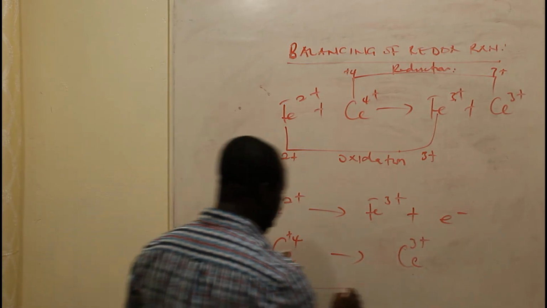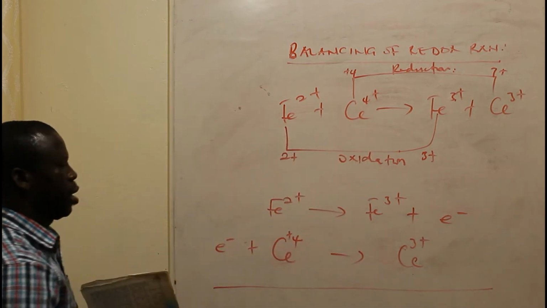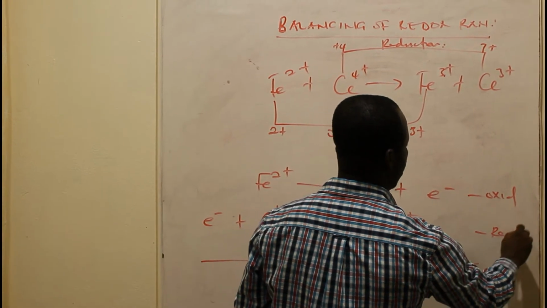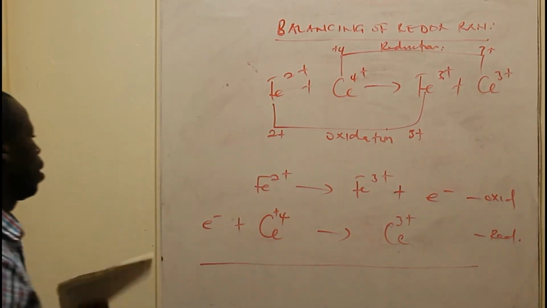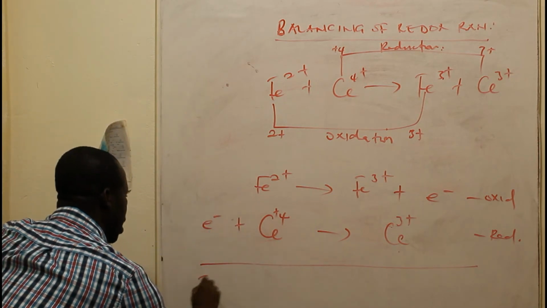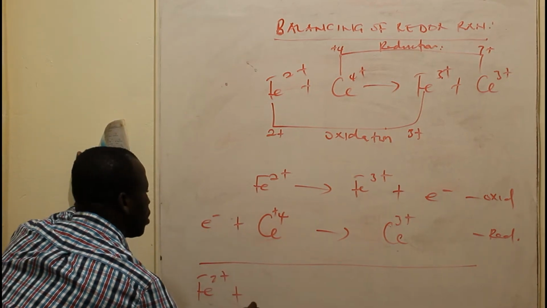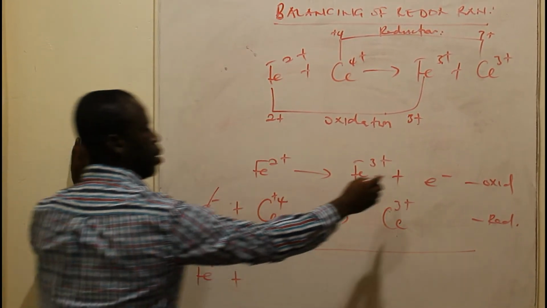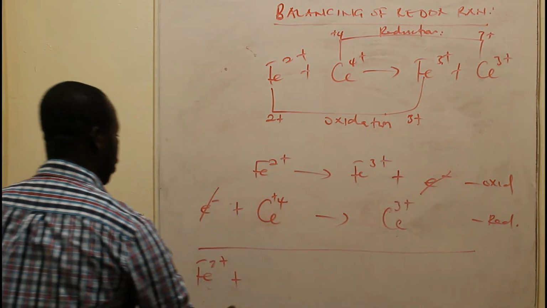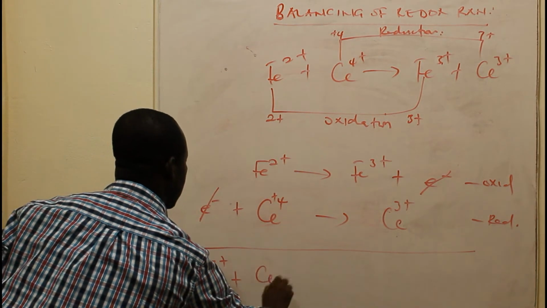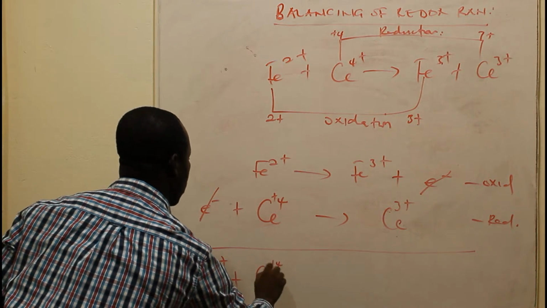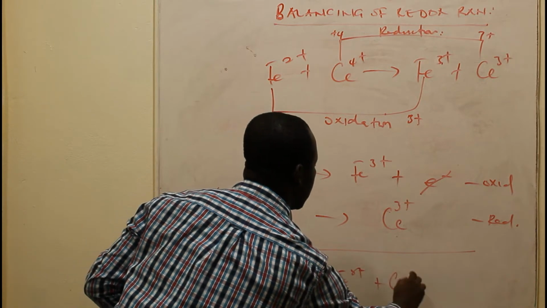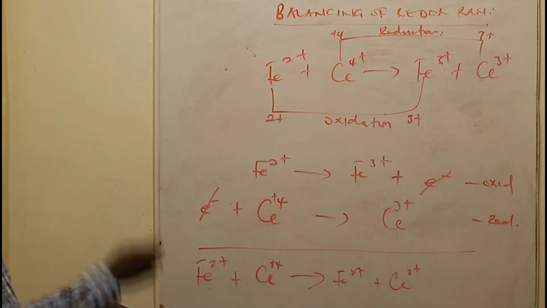Then we put them together. This one becomes the overall reaction. So this is the oxidation half, and this is the reduction half. Overall, we write the reactants together, plus. So the electrons will cancel each other. And at the end, we have Se4+ to give you Fe3+ plus Se3+. So we maintain the same equation.